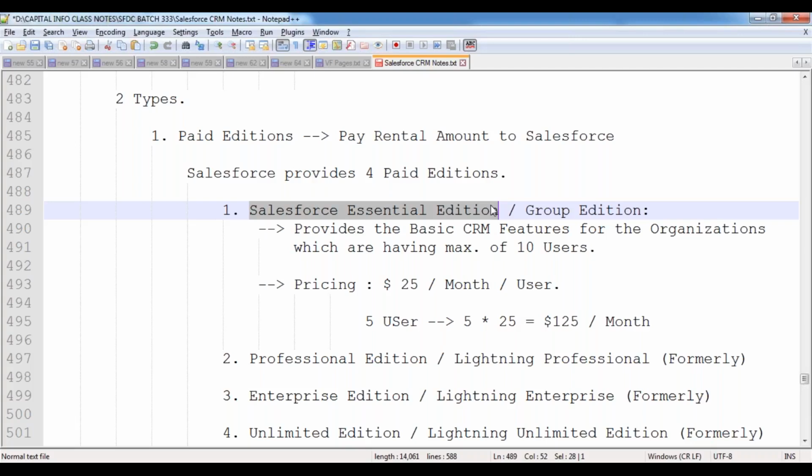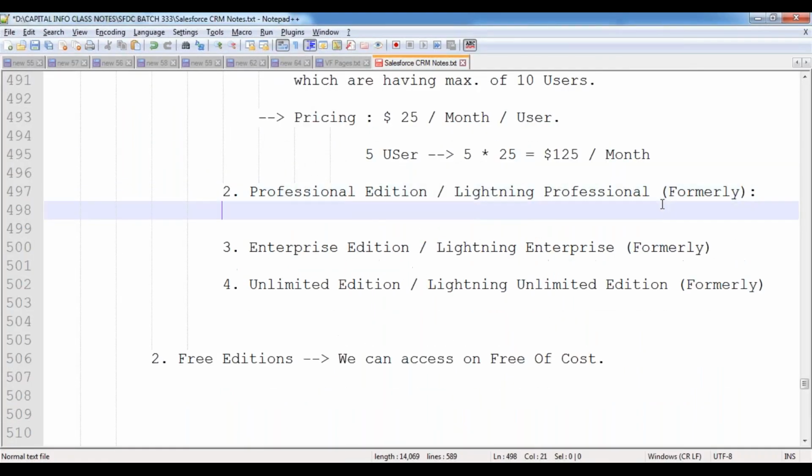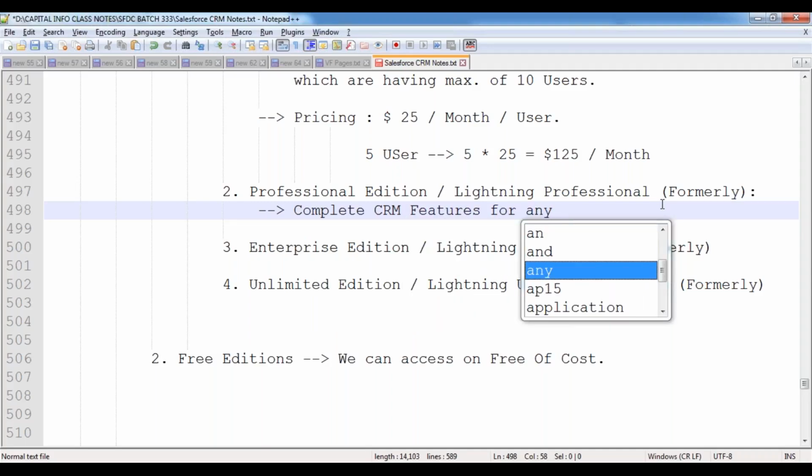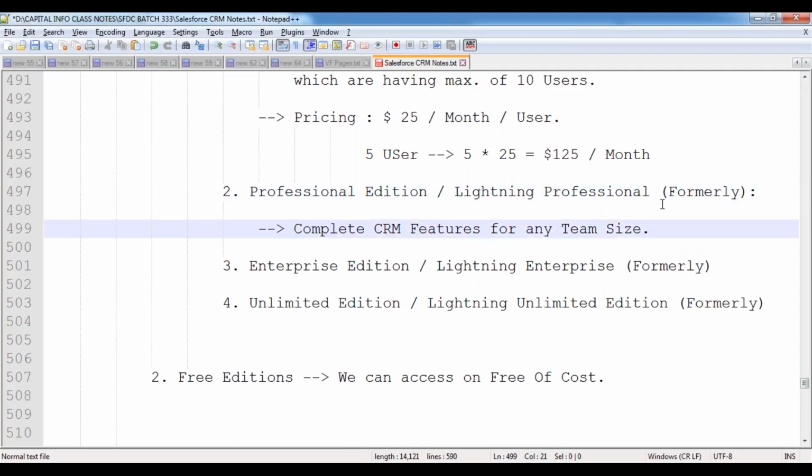Now, the second one, professional edition. Professional edition is going to provide the complete CRM functionalities, complete CRM features for any team size. That means if you have 100 employees inside your organization, and all those 100 employees want to access this application, then you can go with Lightning Professional, or simply, professional edition.